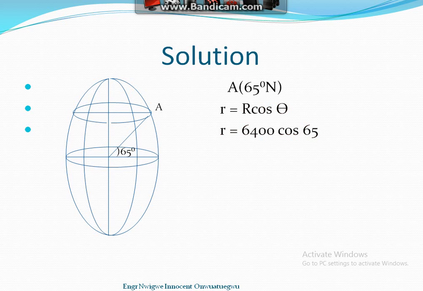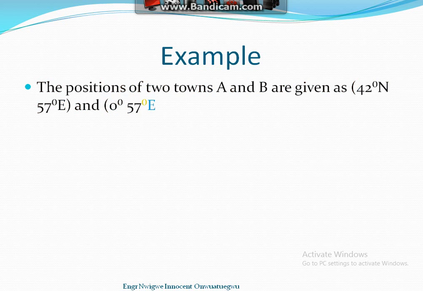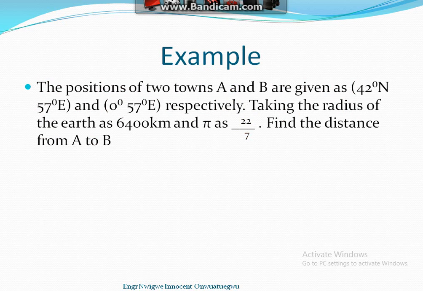Another example. The positions of two towns A and B are given as (42 degrees north, 57 degrees east) and (0 degrees, 57 degrees east) respectively. Taking the radius of the earth as 6,400 kilometers and pi as 22/7, find the distance from A to B.